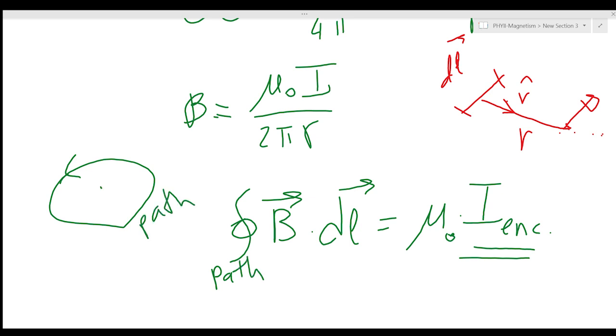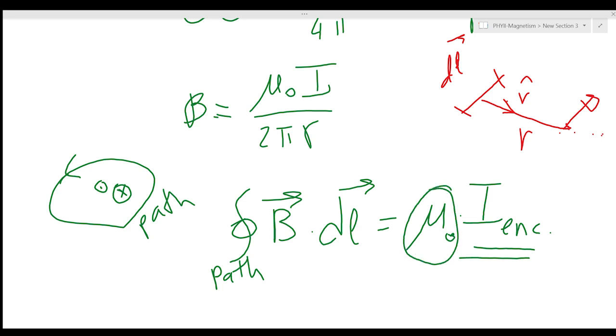So if I have a current that is coming out, it's going to be taken positive. The current that is going in is going to be taken negative. So I do the sum of these currents that are enclosed by this path, and that is going to give me the circulation of that magnetic field.